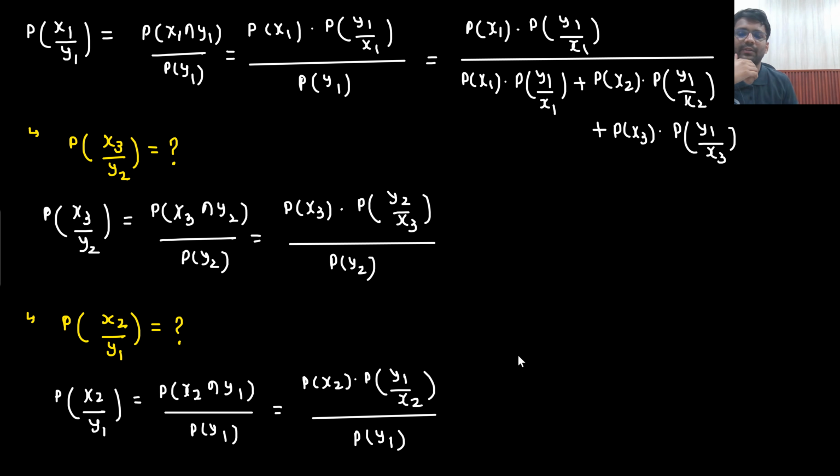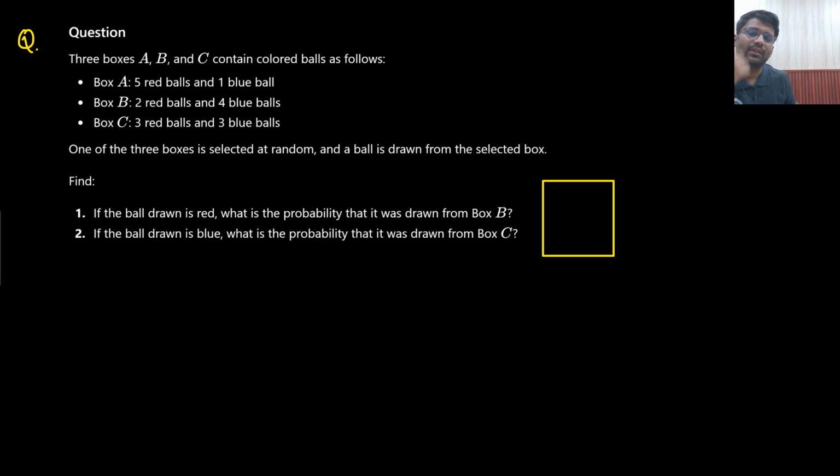x3 by y2, x2 by y1. This is how we are supposed to solve. Understandable? Job done? Okay. So let's see the question now. Again the same example, ditto same example, everything we already know, flow diagram, everything we already know. Now what they are saying, given that the ball drawn is red, then what is the probability that it is coming from box B?